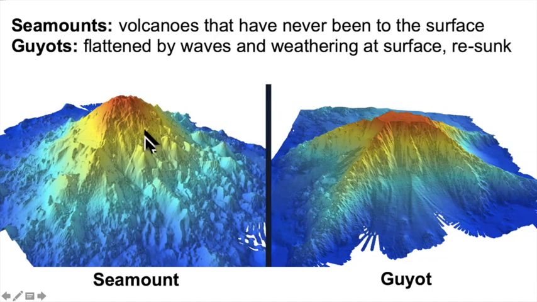Whereas a seamount never became an island. It never broke the sea surface. Now the reason these both end up sinking over time is because their heat source is lost. So when these are active, they're sustained by magma that's just underneath their surface. And this heats up the whole seamount as a whole.